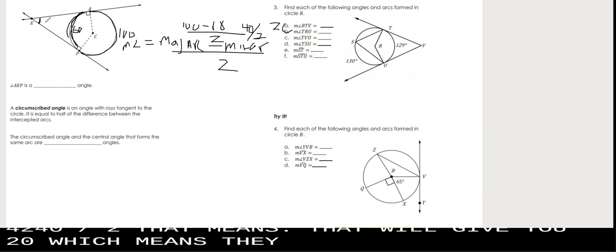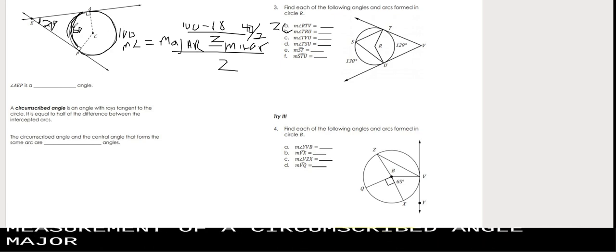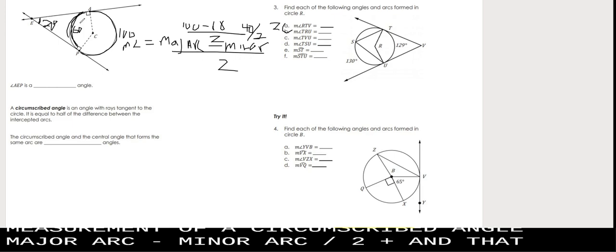Which means that this angle here is 20 degrees. Okay, so this is how you find the measurement of a circumscribed angle. Major arc minus minor arc, divided by 2, and that gives you the measurement of the angle.